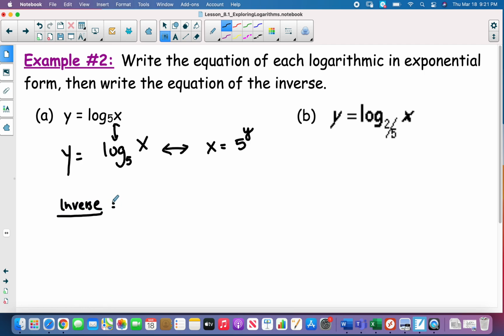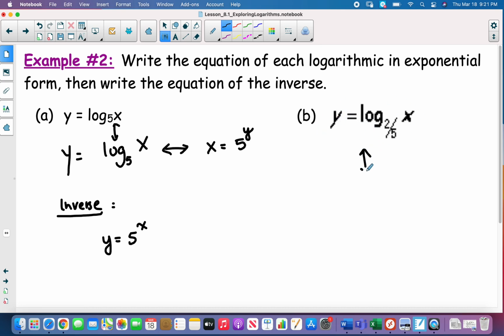The inverse equation of this would be, you can take this and write its inverse, which would be y equals 5 to the power of x. Okay, so that would be the equation of the inverse. Let's find the equivalent exponential form of this relationship.